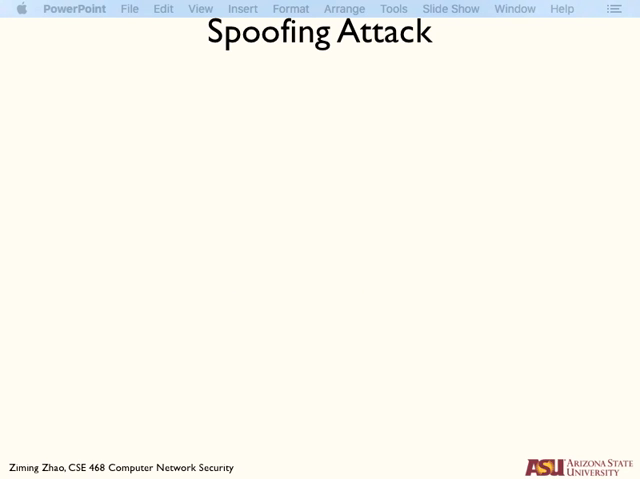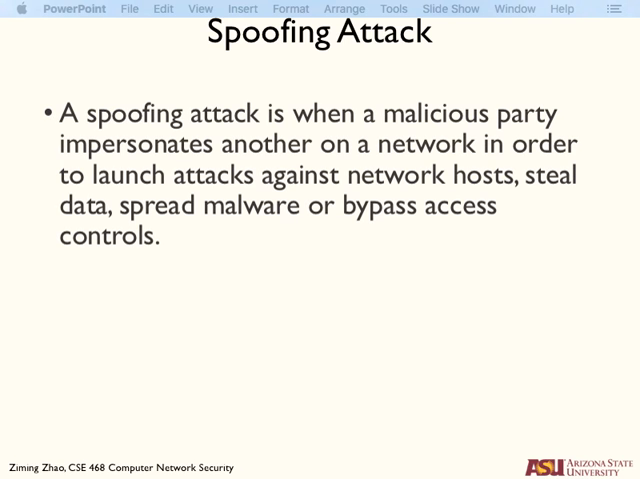The second attack type is a spoofing attack. In a spoofing attack, a malicious party will impersonate another on a network in order to launch attacks against other network hosts. The purposes could be many. They can steal data, they can spread malware, or bypass some kind of authentication or access control. Basically, in a spoofing attack, you are stealing some other host's identity.